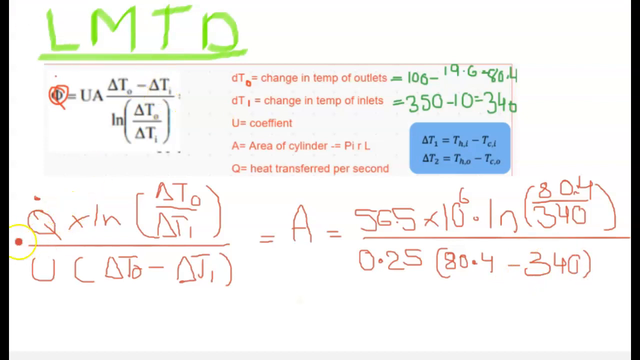One thing I missed is this was per hour. If it's per hour, I want to do per second because everything has to be in standard units. I need to divide that by another 3600 to convert 1 hour into seconds. And this will give me the value for the area, which is 348.7 meter square. That's the value for the area I got.